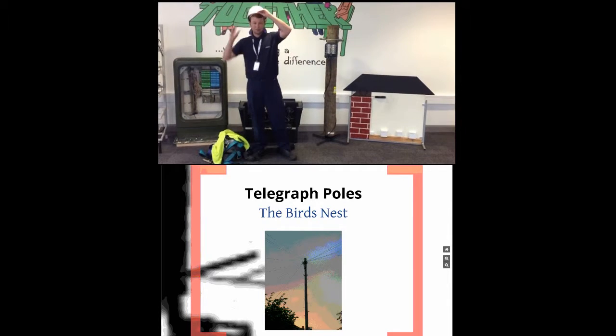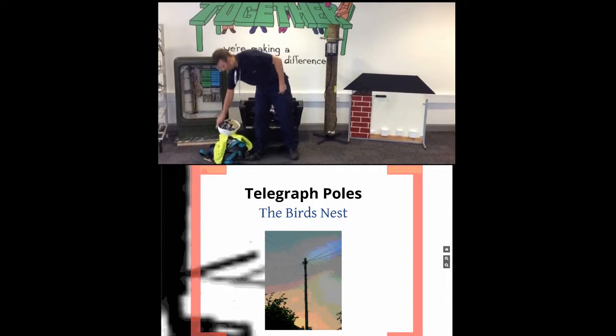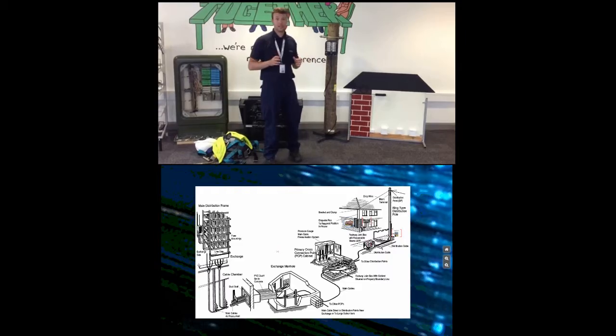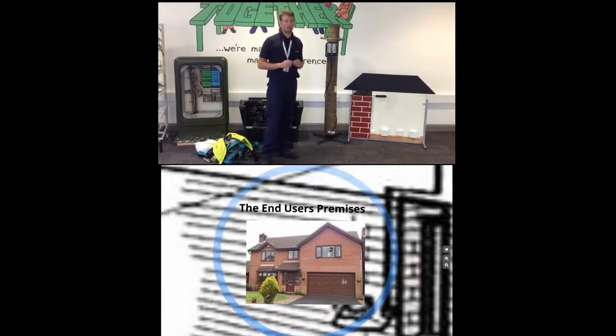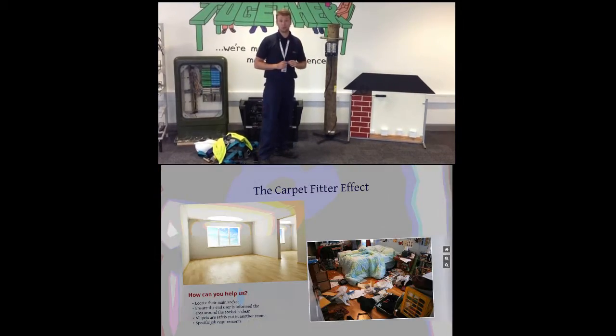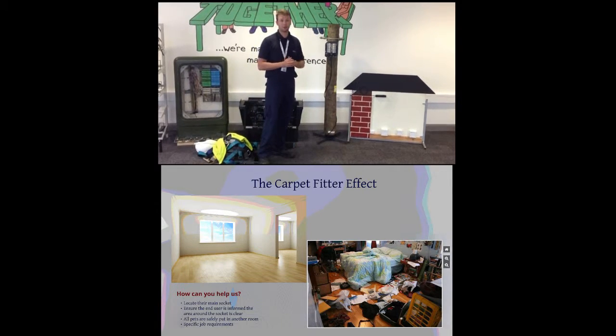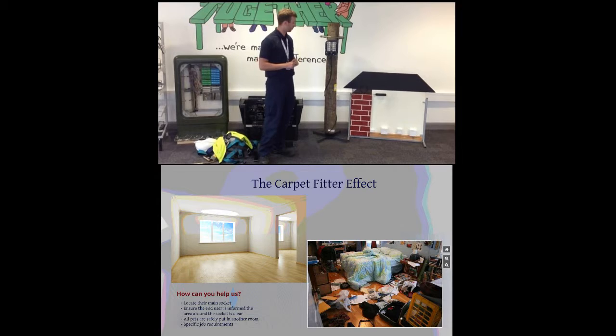And then, what do we expect to find in the end user's premises? Well, we can find a variety of things. Sometimes we get an end user who's really prepared for our visit, and they will have cleared the area around the socket for us, which would be absolutely fantastic, because that would enable us to come in and work efficiently and effectively to get the job done to the highest standard possible in the quickest time scale.